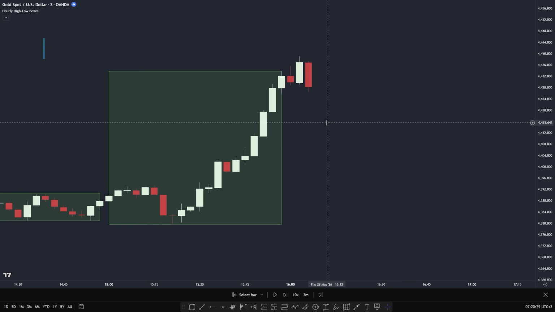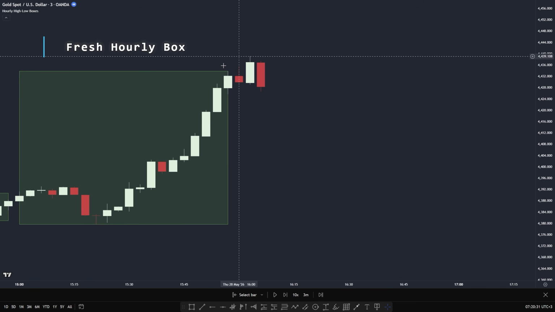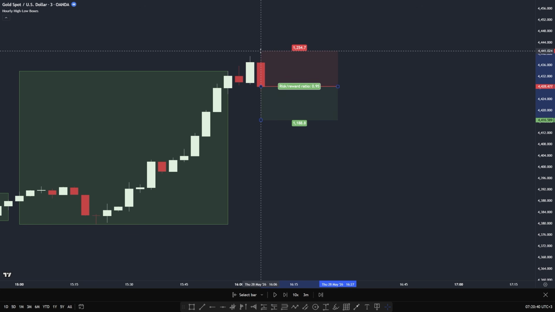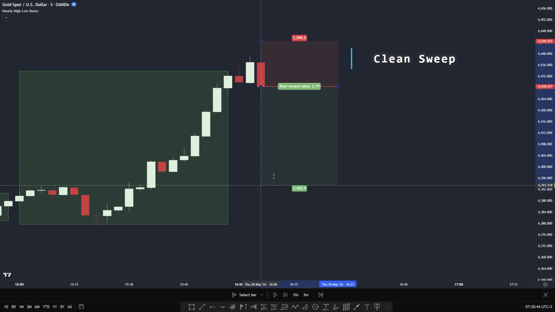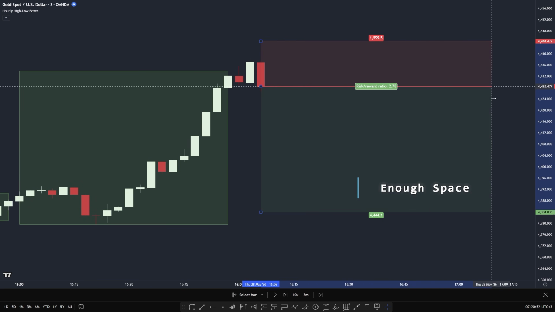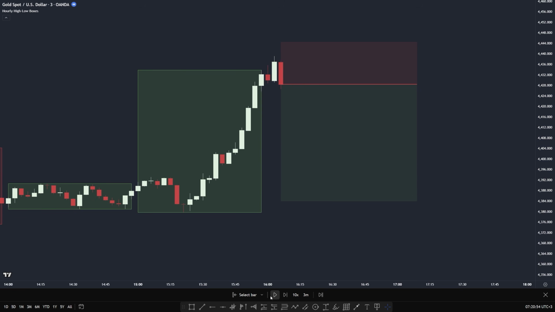Watch this fresh hourly box. Price pushes above the previous hour high. The candle sweeps the top of the box, then closes back inside. That gives the short setup. The level is clear. The sweep is clean. The reclaim candle closes back inside. The stop goes above the sweep wick. There is enough space to reach 1R. I enter short after the reclaim.